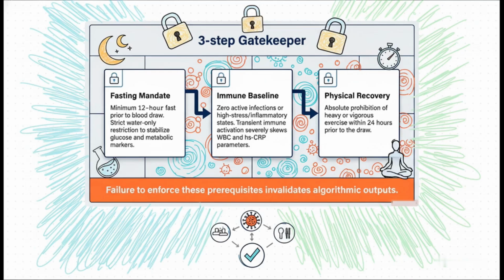Things like transient immune activation can severely skew parameters, especially white blood cell count and hsCRP. So patients are strictly mandated to do a 12-hour water-only fast to stabilize metabolic markers. Second, they need 0 active infections. We need a completely clean immune baseline. And third, absolute physical recovery. That means absolutely no heavy or vigorous exercise for 24 hours before the blood draw. If you don't enforce these prerequisites, you completely invalidate the algorithmic outputs, period.